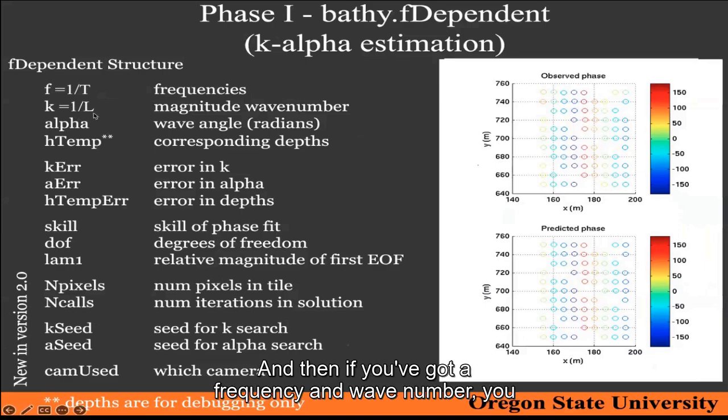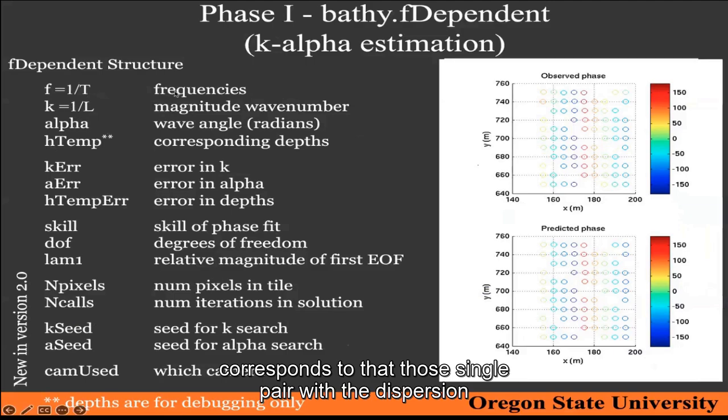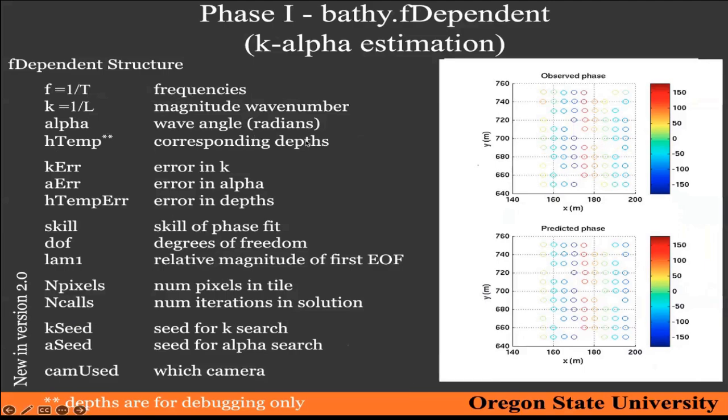And then if you've got a frequency and wave number, you could find a depth. And so this would be the depth that corresponds to that single pair with the dispersion relationship. We don't use this except for debugging. And I'll show you what happens in phase 2. These are the errors of all those estimates.